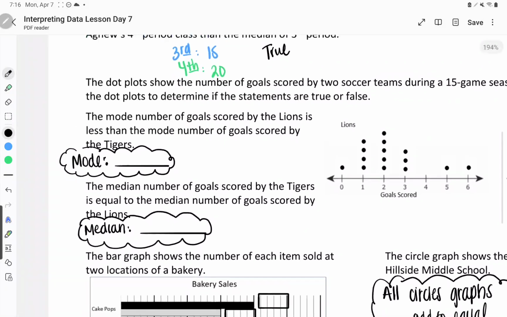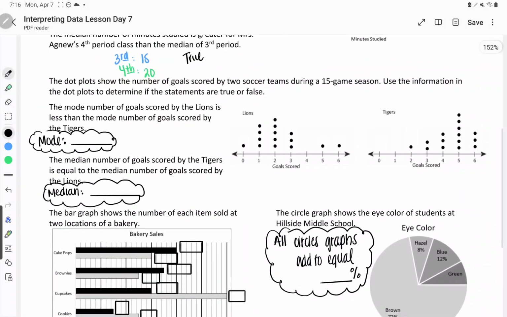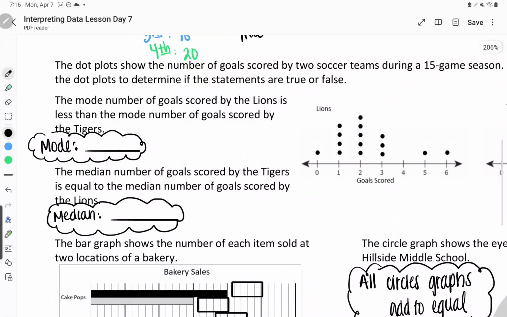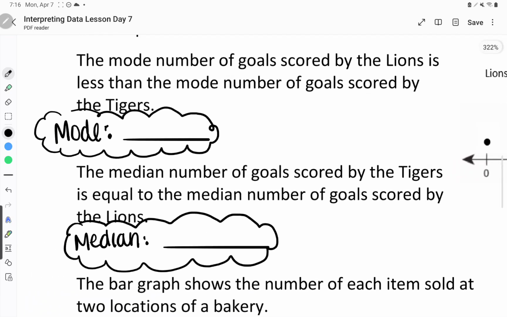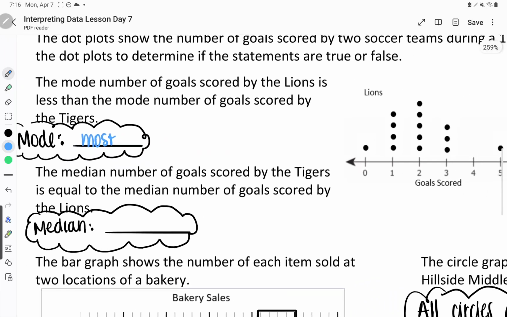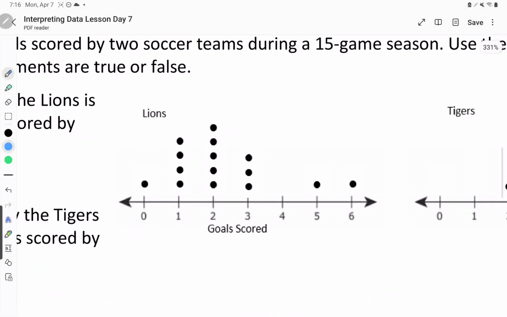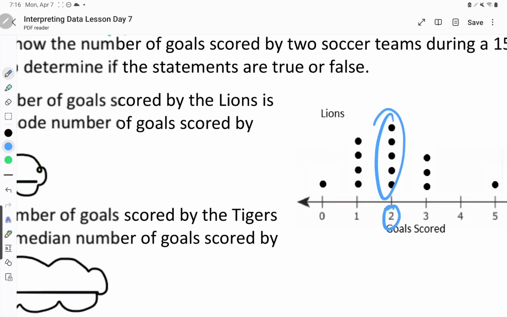Right, this one says the dot plots show the number of goals scored by two soccer teams during a 15-game session. Use the information to determine if the statements are true or false. So this one says the mode number of goals scored by the Lions is less than the mode number of goals scored by the Tigers. So remember, what is another word for mode? Most. So looking at the Lions, which is right here, what is their mode? Their mode is 2 because it has the most dots.